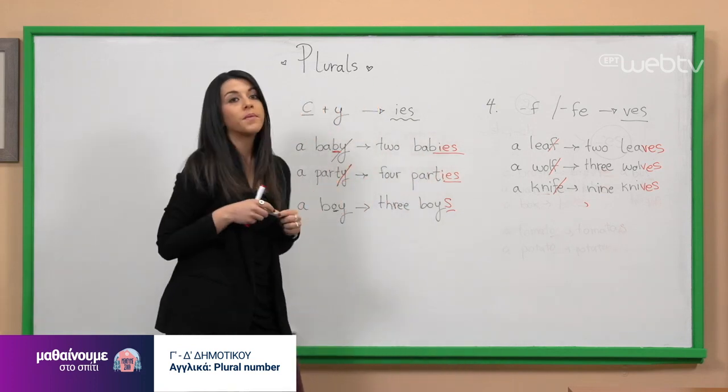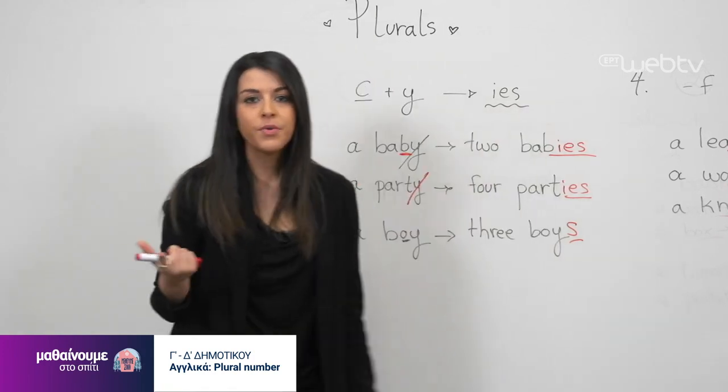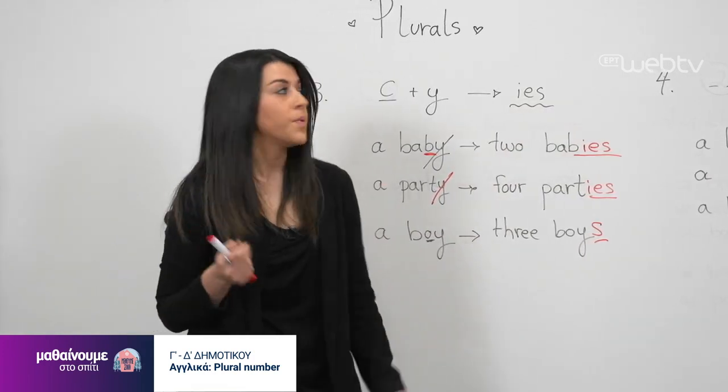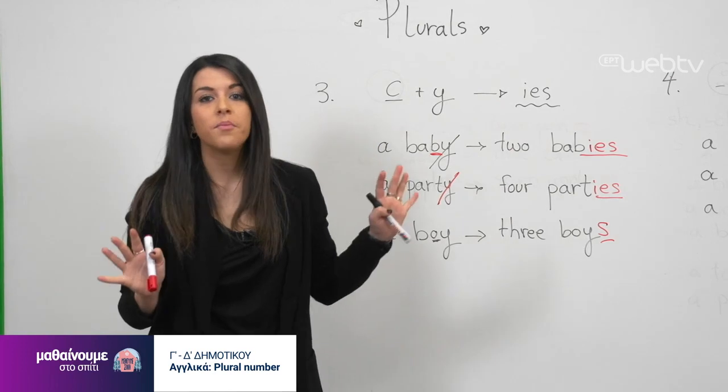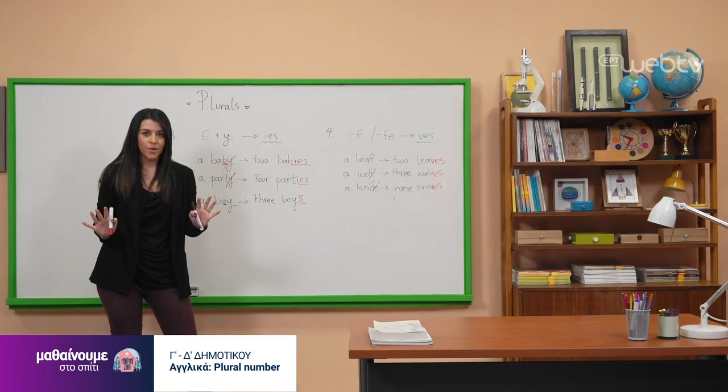So these are the 4 basic rules. Number 1, S. Number 2, E-S. Number 3, I-E-S. And number 4, V-E-S. So these are the 4 basic ones.